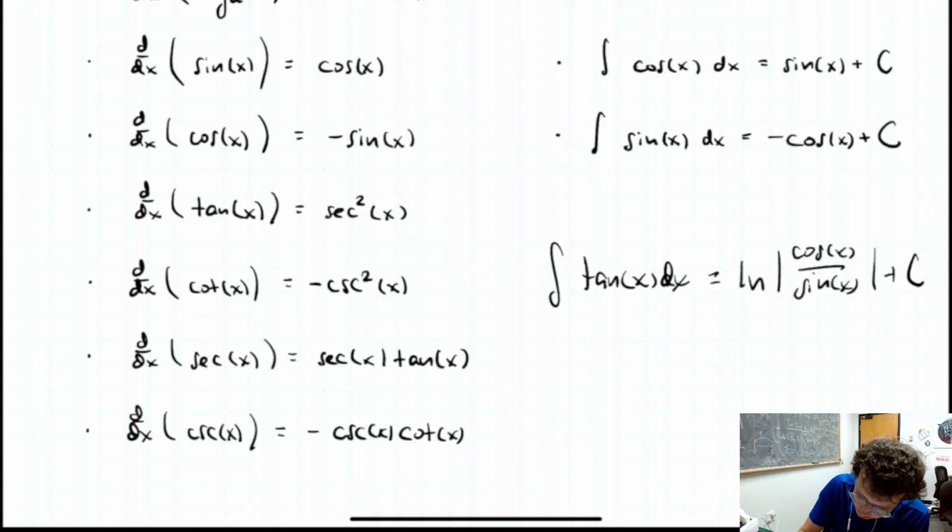No, sorry. It's the ln of the absolute value of 1 over minus the ln of 1 over, see what I mean? This is confusing.